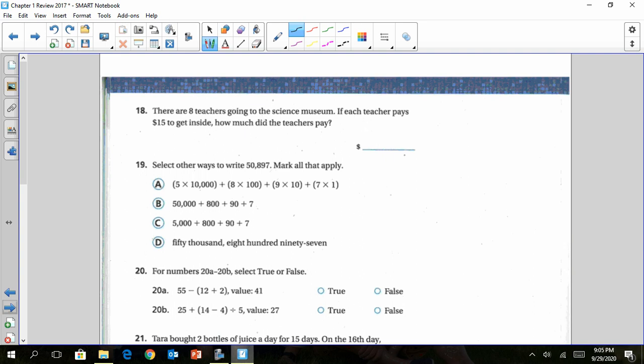Question number 18. There are 8 teachers going to the Science Museum. If each teacher needs to pay $15 to get inside, how much did the teachers pay? So we have 8 teachers, each paying $15. The word each tells us we're going to multiply. So it should be a simple multiplication problem. 15 times 8. 8 times 5 is 40. Carry my 4. 8 times 1 is 8 plus the 4 is 12. Our answer, the teachers should have paid $120.